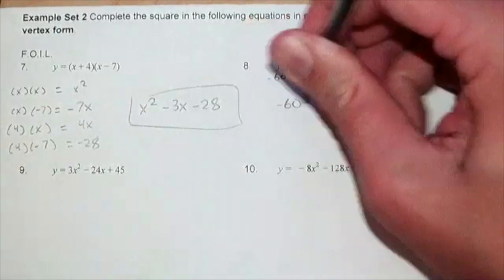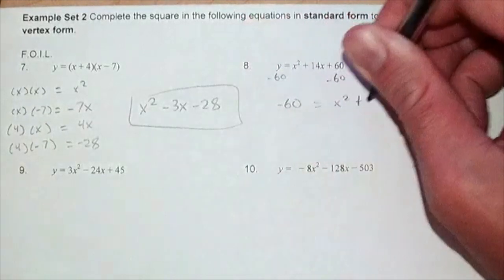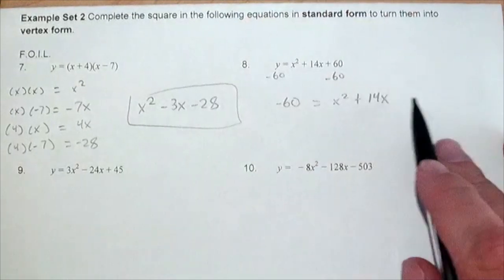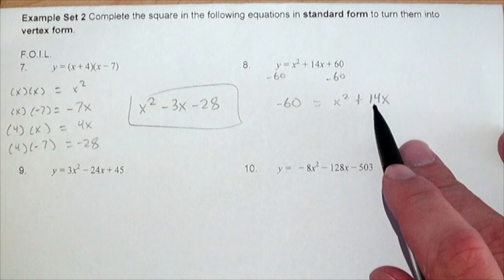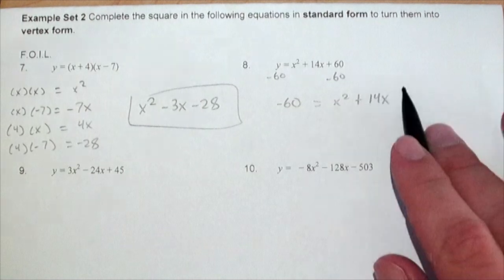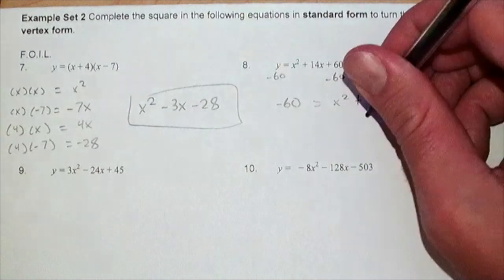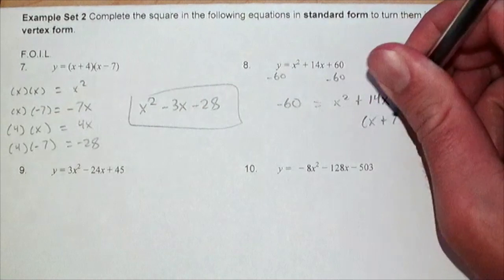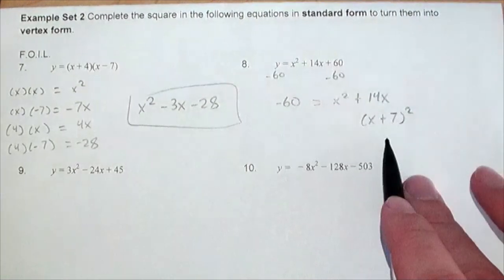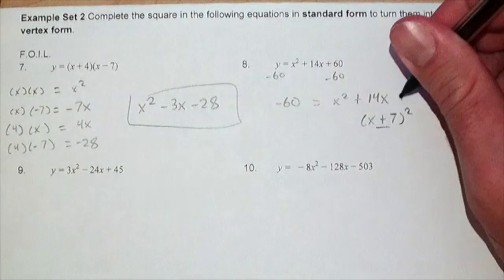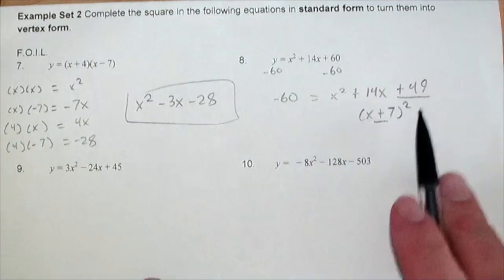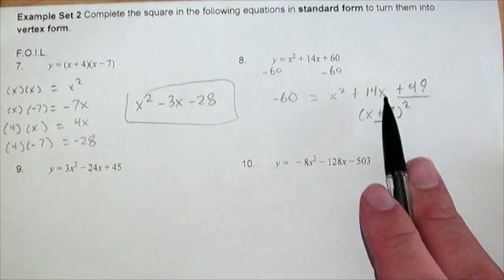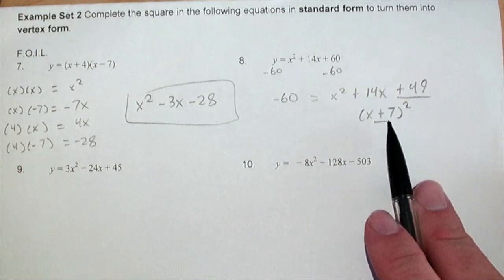So I move away the 60 because it wasn't useful. And then I look to add a number here. And that number is 49 because it's the inside divided by 2 squared. But I think that's hard. So my strategy is figure out what it's going to factor to before I figure out the number we added. Because two numbers that multiply to 49 that add to 14 are 7 and 7.